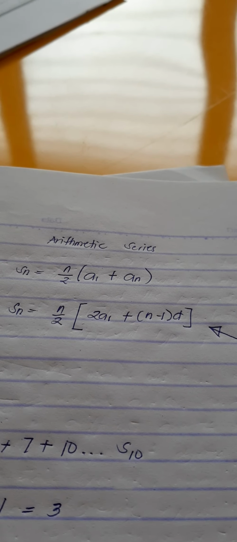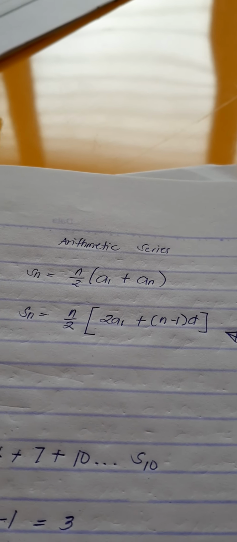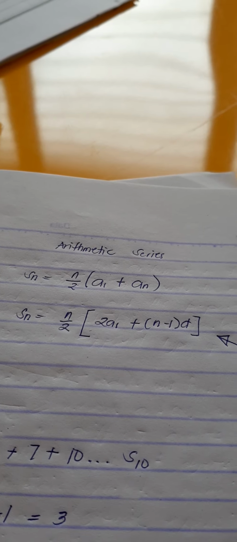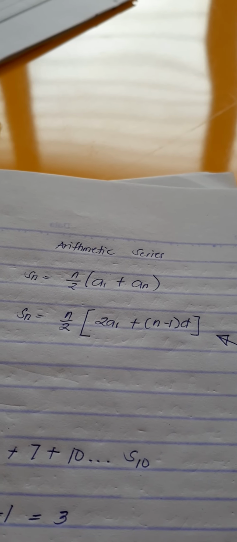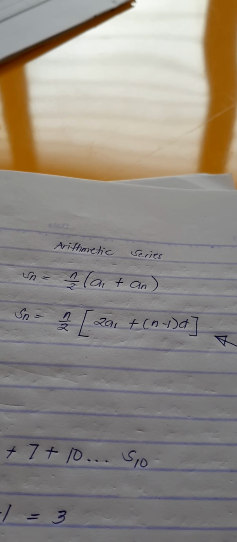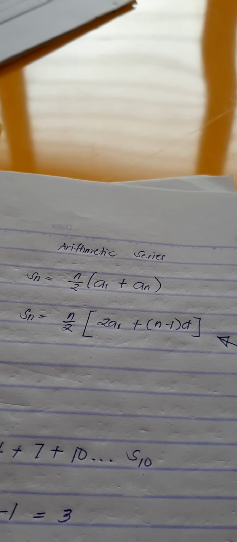So we have here two formulas. First, we have S sub n is equal to n over 2 times the quantity of a sub 1 plus a sub n. And next, we have S sub n is equal to n over 2 times the quantity of 2a sub 1 plus n minus 1 times d.